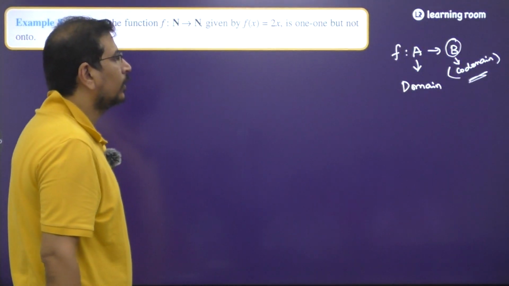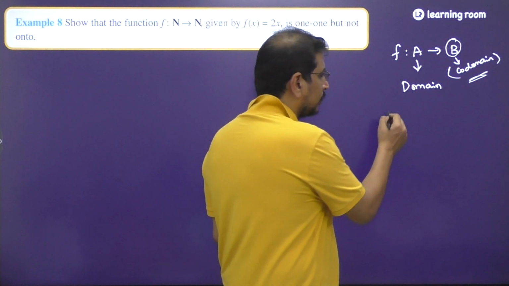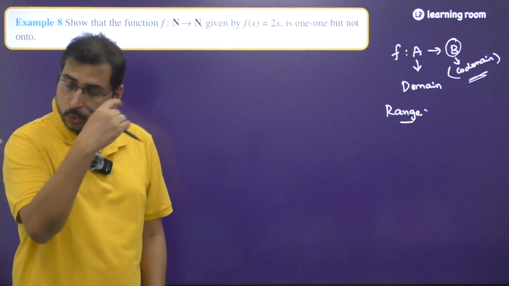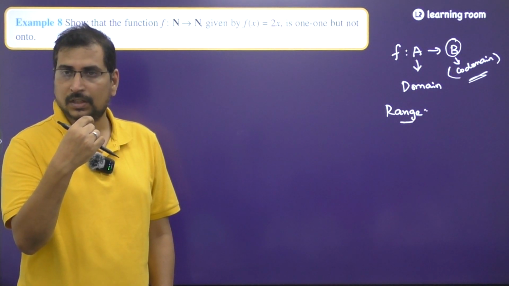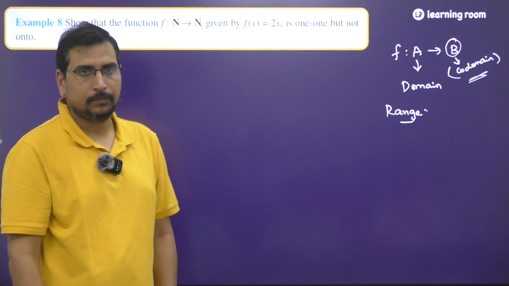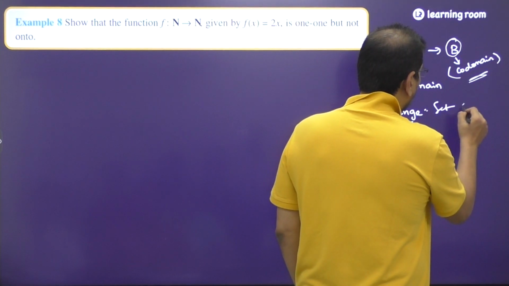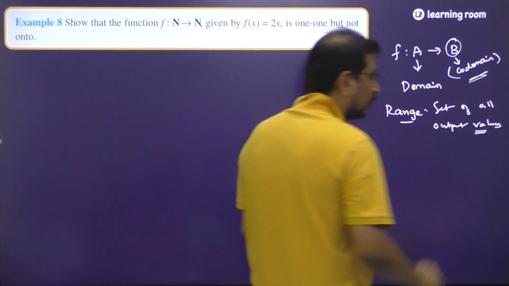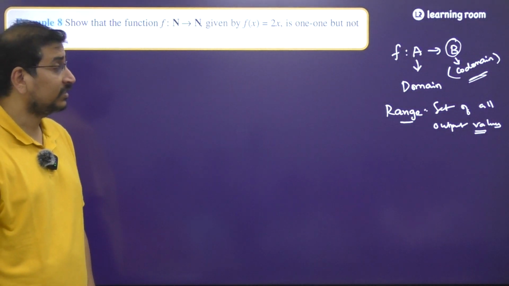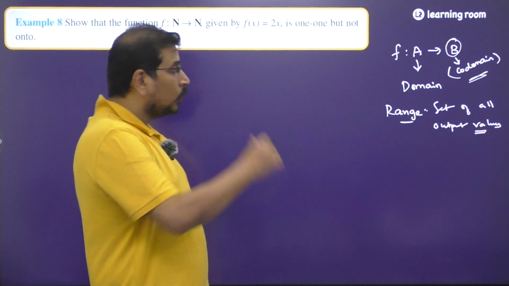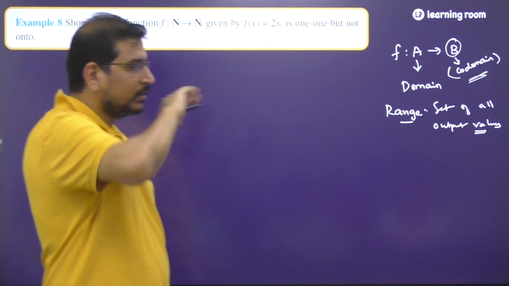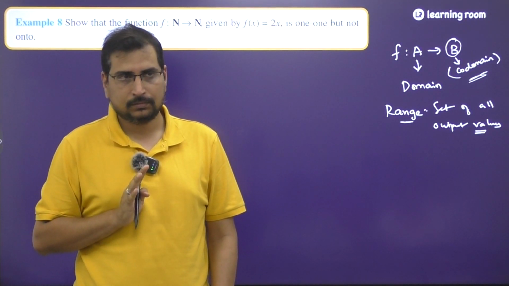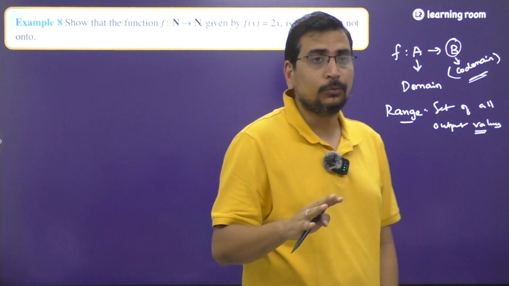The next question is, what is the range? From the codomain set, if you take all the elements which are associated with the elements in A, right? So the set of all output values is what is called the range, sorry. Now, throughout this exercise, one thing that you need to crack is how to prove that the given functions are either 1-1, onto, or bijective. As I told you, bijective is very important for you to understand the next concept.